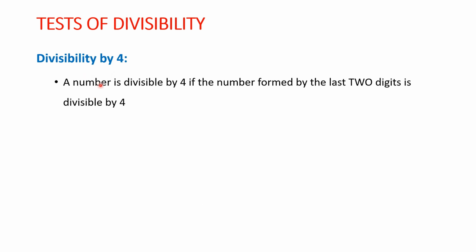Divisibility by 4. A number is divisible by 4 if the number formed by the last two digits is divisible by 4. To find whether the given numeral is divisible by 4, first we have to find whether the number formed by the last two digits of the numeral is divisible by 4. If it is divisible by 4, then the given numeral is divisible by 4. If it is not, then the given numeral is not divisible by 4.